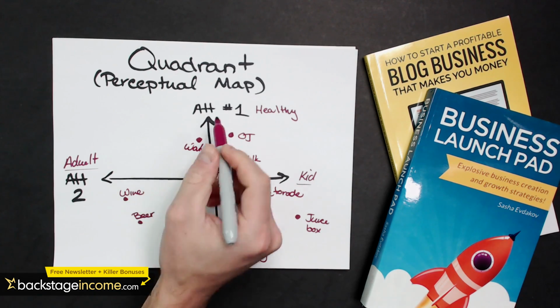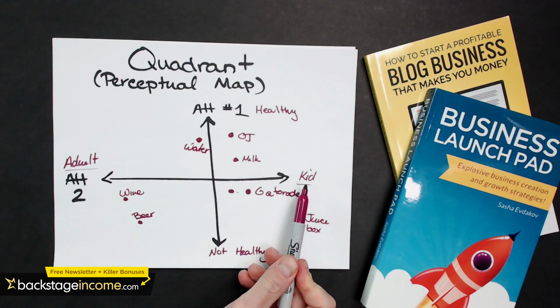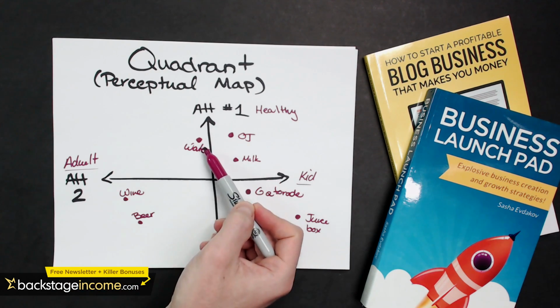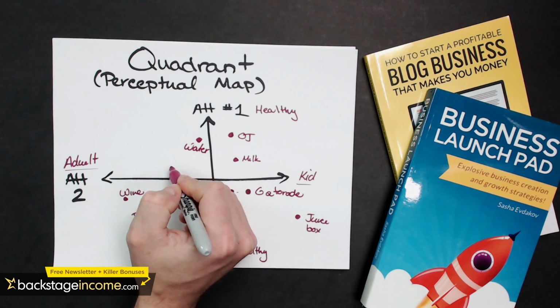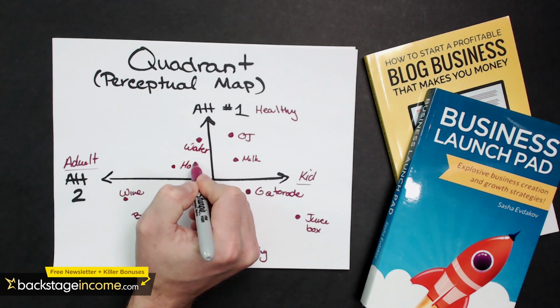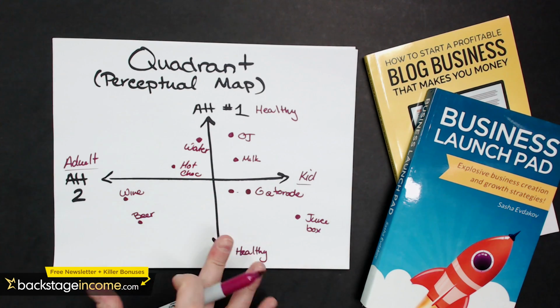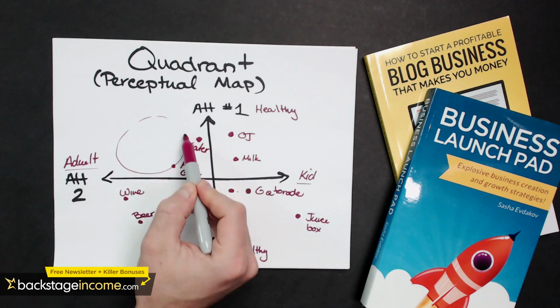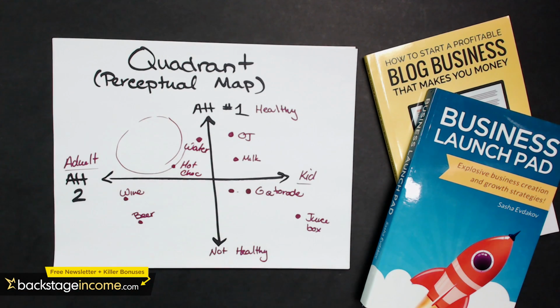So here you might have water, which kids don't really like water. They want the juice boxes. But you have the adults and it's a lot more healthy. You might have hot chocolate over here in this area. So as you start looking at this, you start seeing, okay, well, where is the empty market space? So we kind of have this empty market space right over in this region.